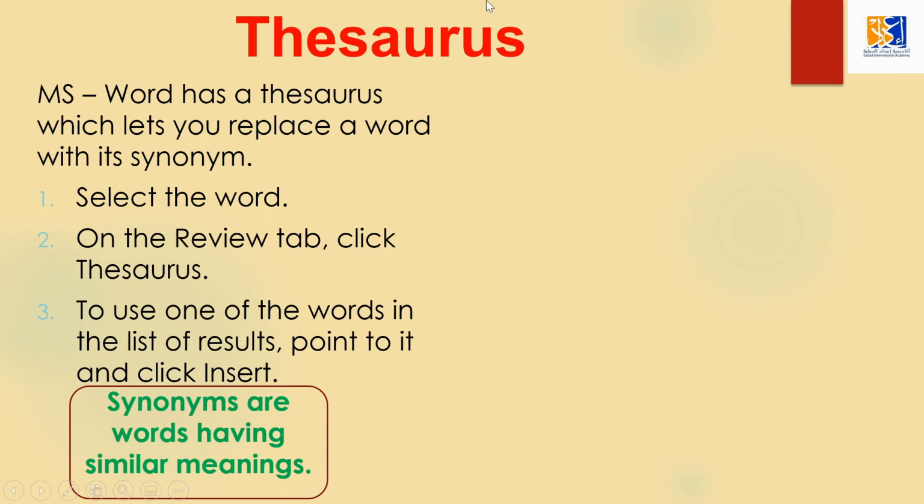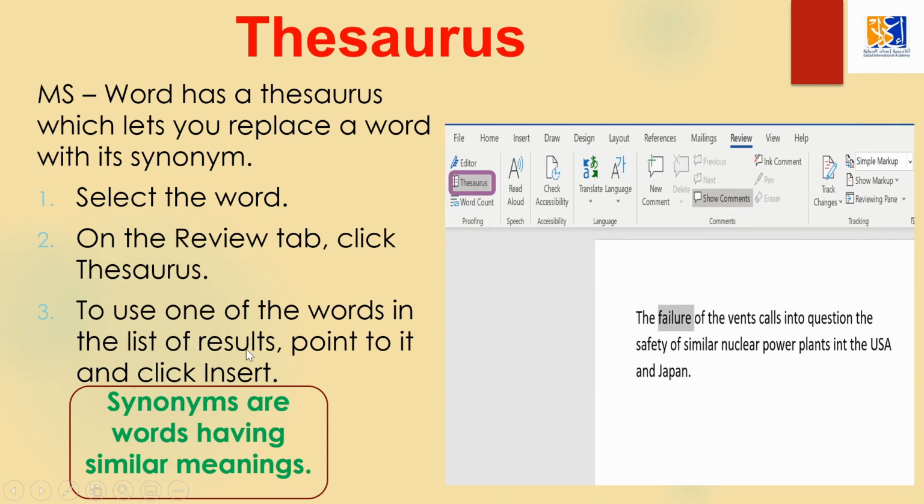Thesaurus. Microsoft Word has a thesaurus which lets you replace a word with its synonym. What is synonym? Synonyms are words having similar meanings. The same word having same meanings. How will you do that? Select the word. On the Review tab, click Thesaurus. To use one of the words in the list of results, point to it and click Insert.